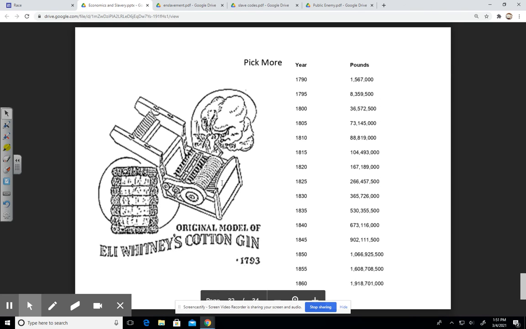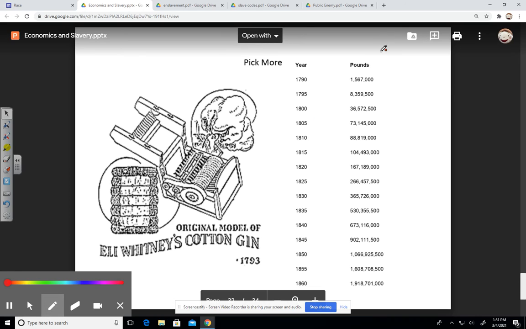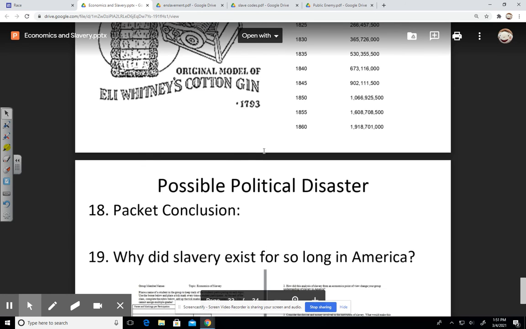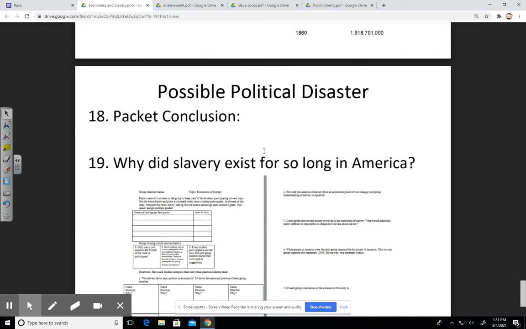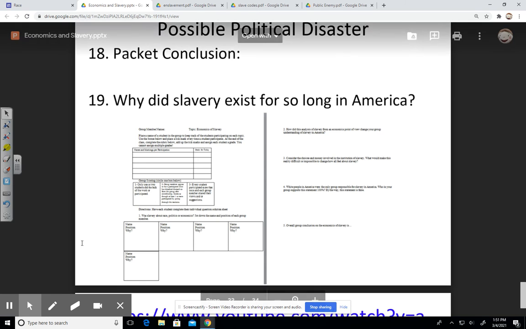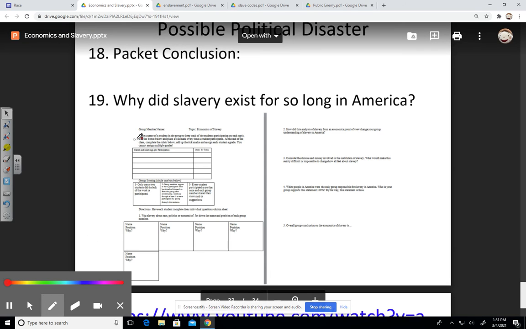Here we see some statistics. Just think about the amount of money involved, considering the pounds of cotton that's being produced through the institution of slavery. So what's your conclusion about this? Why does slavery exist for so long? Keep in mind, this is just one part. This is the economics of slavery.